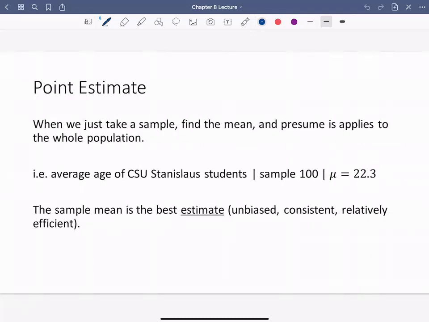So we have this definition of what a point estimate is. It's when we just take a sample and we presume it goes to the entire population. So here's my example. The average age of CSU Stanislaus students, let's say we take a sample of 100 students and we find that our average is 22.3 years old. So we basically would say that, based off our sample, the average age of CSU Stanislaus students is 22.3 years old, which may or may not be true, but as the sample size grows, then we're able to be more accurate. But for right now, for a point estimate, the sample mean is the best estimate that we have.